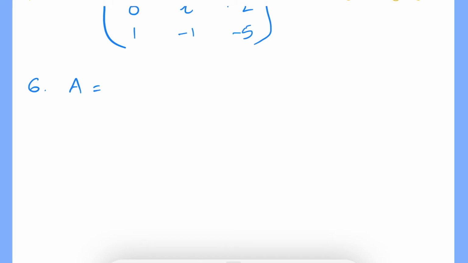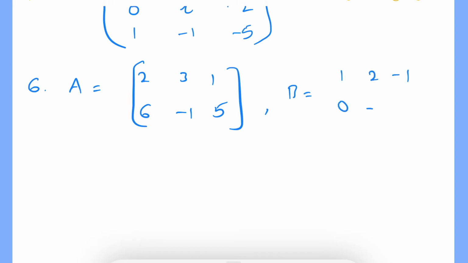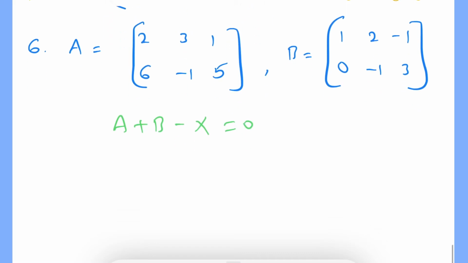Matrix A is given as 2 3 1, 6 minus 1 5. Matrix B is given as 1 2 minus 1, 0 minus 1 3, and then he is asking, find the matrix X such that A plus B minus X equals 0. And what is the order of the matrix X?